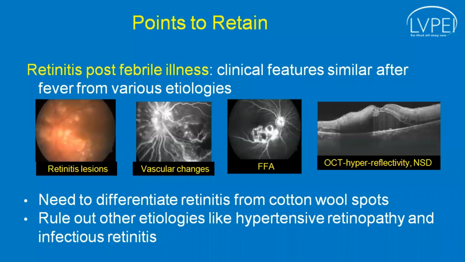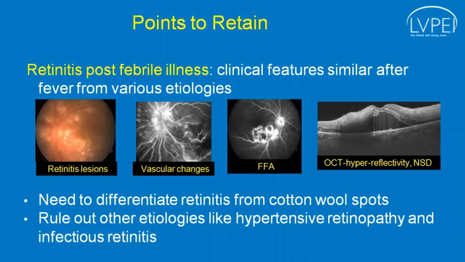So I would again like to draw your attention to retinitis post-febrile illness, in which clinical features are similar, although the etiology of fever is different in different cases. The features include retinitis lesions, which are yellowish-white lesions scattered throughout the posterior pole, and vascular changes in the form of hemorrhages, vascular wall dilatation, and telangiectatic vessels. On fundus fluorescein angiography, we see retinitis patches as hypofluorescent patches with hyperfluorescent margins. OCT can demonstrate hyperreflectivity due to retinitis patches. It may also show neurosensory detachment at the macula.